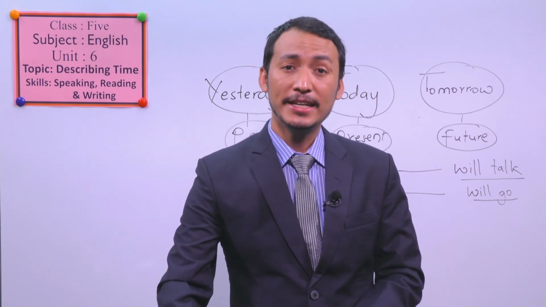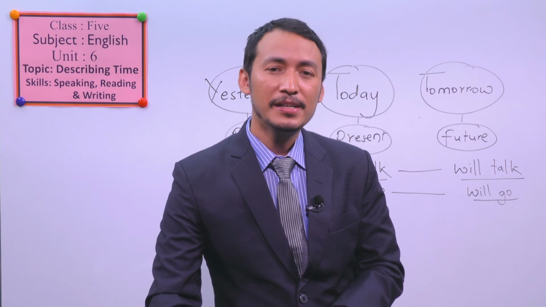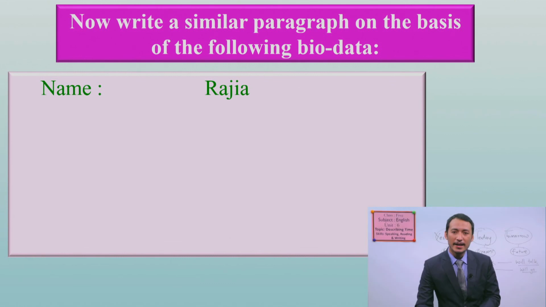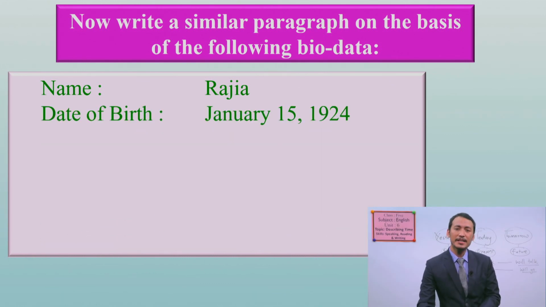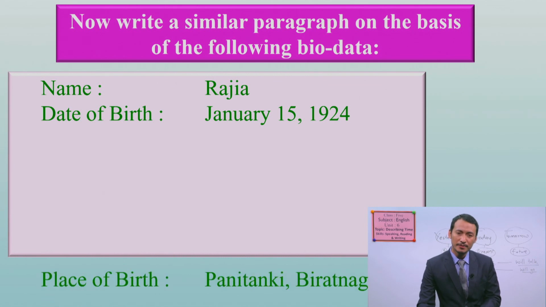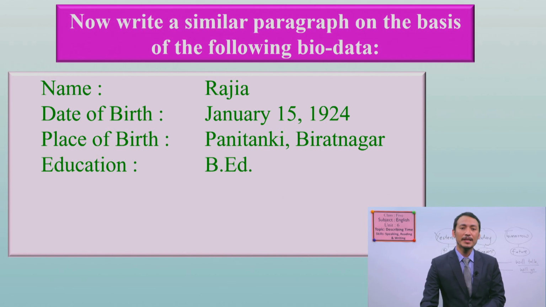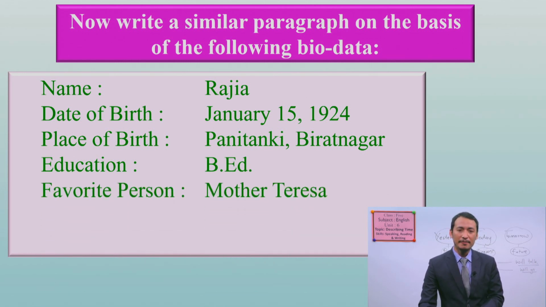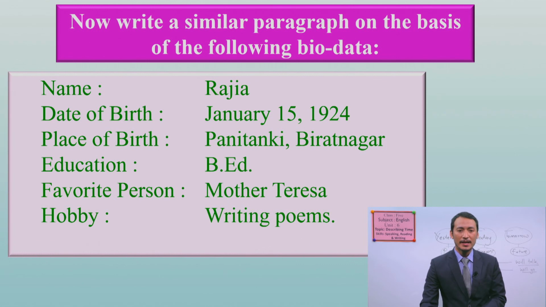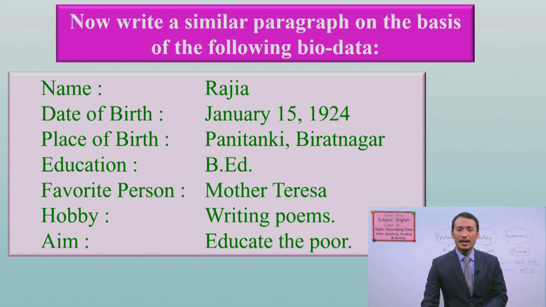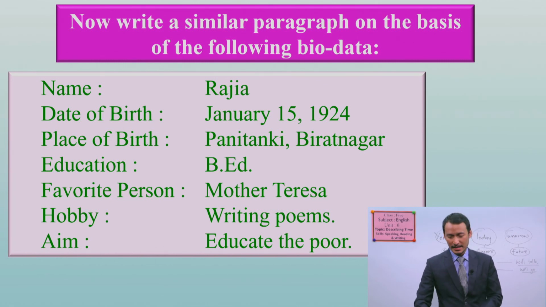Now let's write a similar paragraph for a person named Rezia. We have information here: date of birth, January 15th, 1924, and place of birth, Panitanki, Biratnagar. Education, B.Ed. Favorite person, Mother Teresa. Hobby, writing poems. Aim, educate the poor. All right, let's see how we can write in a similar way to what we read about Numa Sherpa.